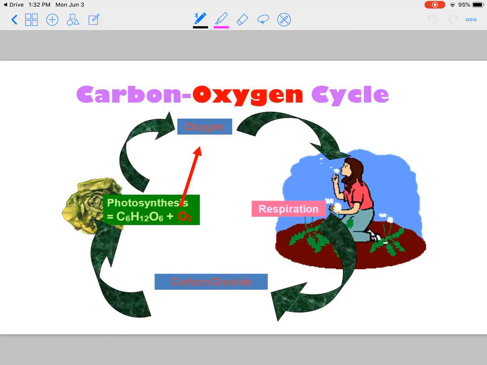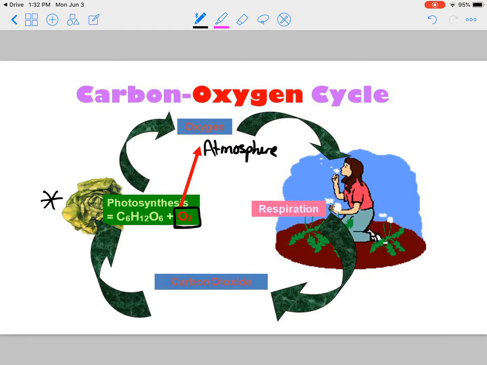All right, we're going to look at the carbon-oxygen cycle, and we're going to see how there is a continual movement of these two gases in our ecosystem. Okay, first let's start with photosynthesis. Photosynthesis, we know one of the things that is produced in photosynthesis is oxygen, and that oxygen is given off into the atmosphere.